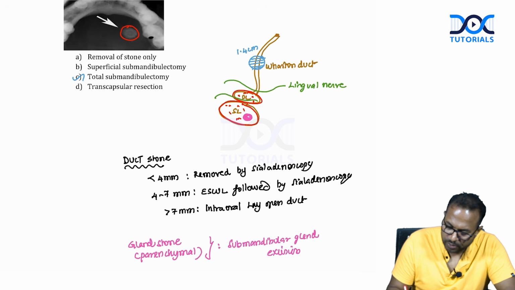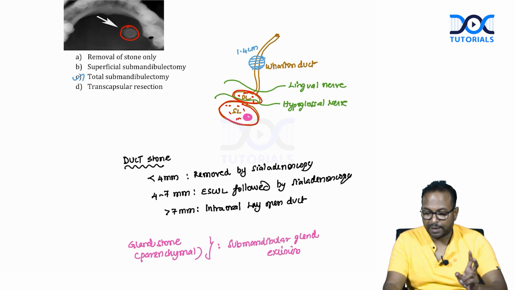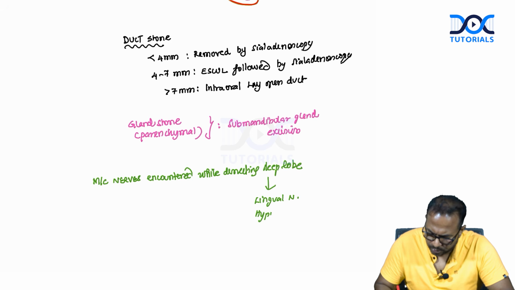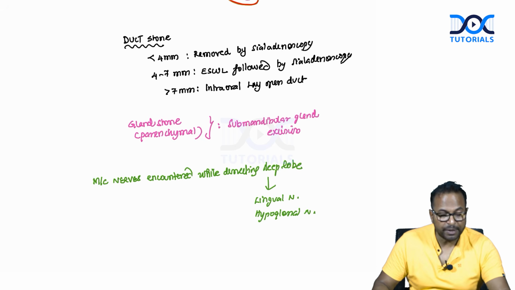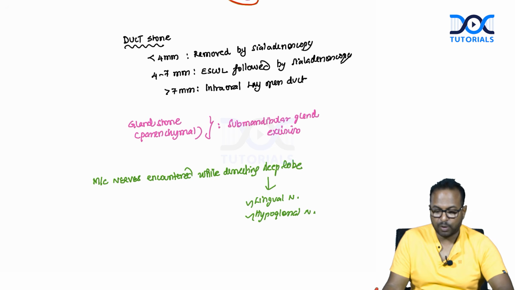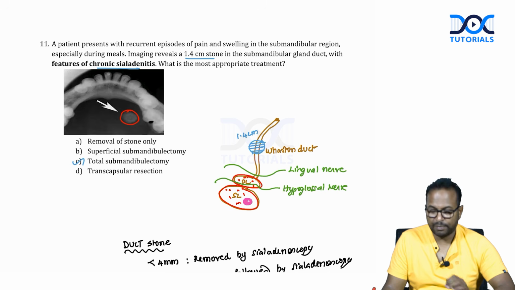And another nerve which is going here is the hypoglossal nerve. When you lift the superficial lobe, you can see the hypoglossal nerve. So there are two nerves we can injure in deep lobe mobilization: lingual nerve and hypoglossal nerve. Please don't forget this point. So what are the two nerves injured? Lingual nerve and hypoglossal nerve are the two nerves injured on dissection. This is a very important point for your exam.